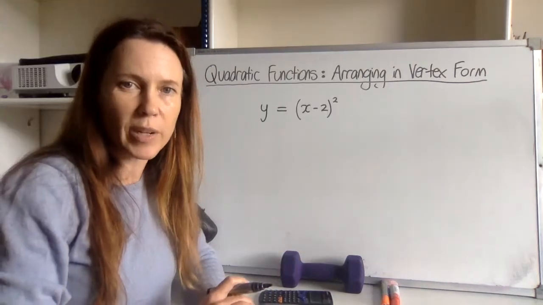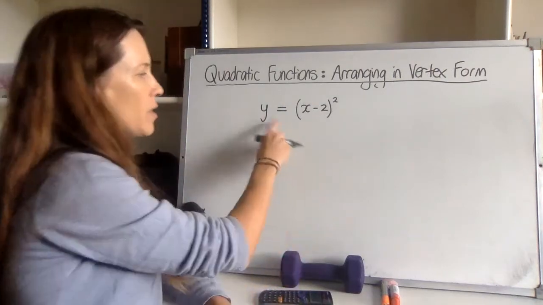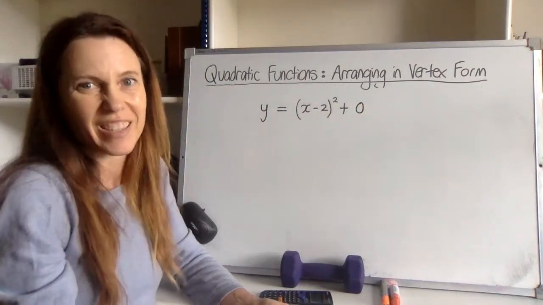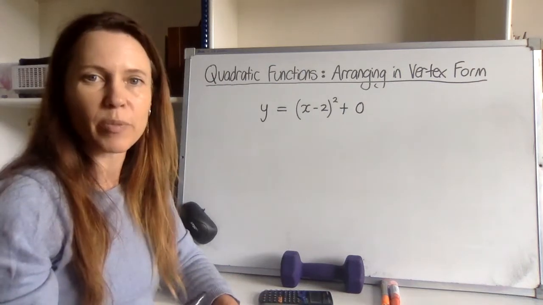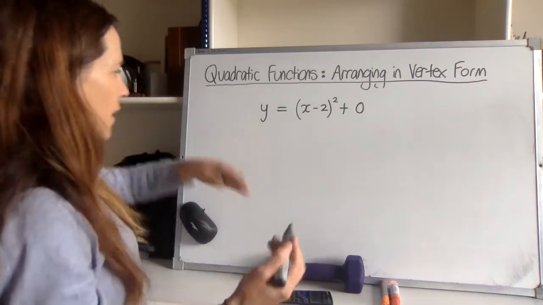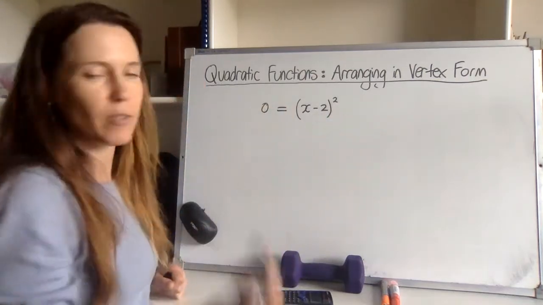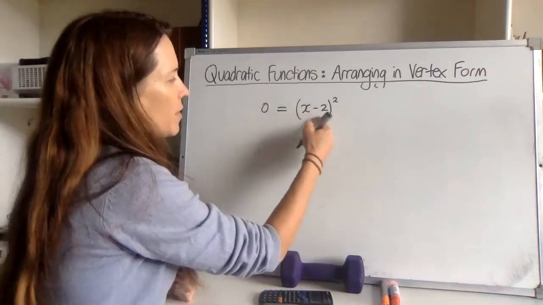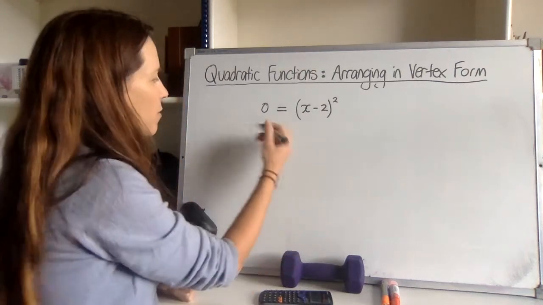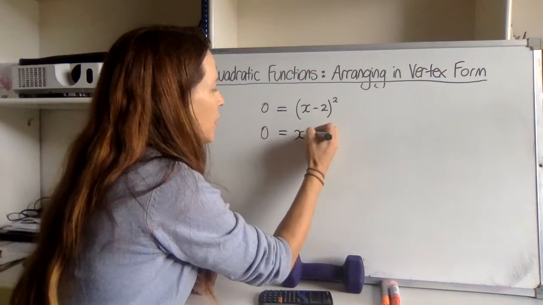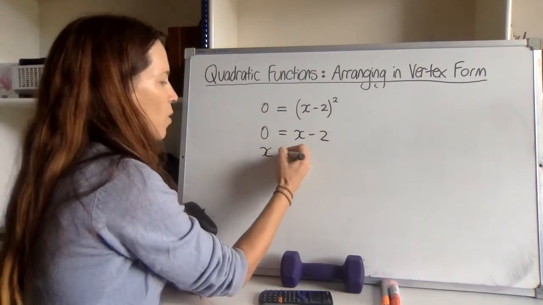And the other situation that you'll see sometimes is that when it's arranged in vertex form, there actually is no k, or virtually k is 0. So in that situation, when you go to find your x-intercepts by letting y equal 0, straight away you are here. And if you take the square root of both sides, you can see that there's only going to be one solution, because the square root of 0 is just 0. There's no point saying plus or minus 0. So you're going to end up then with just one answer.